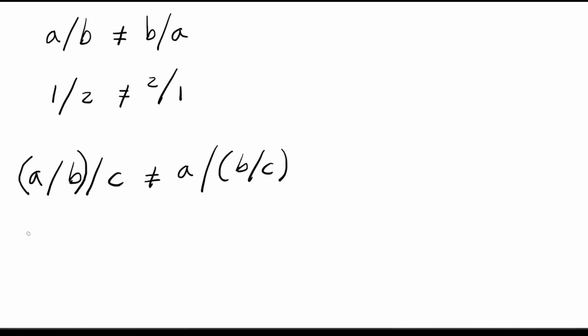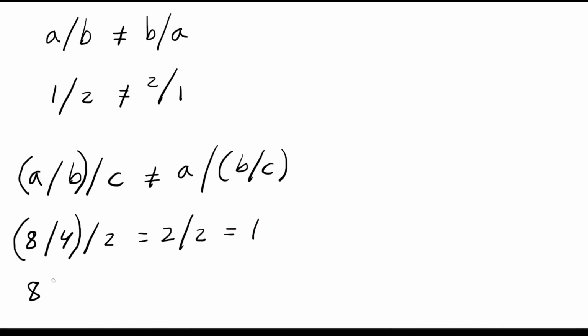For example, if you take the numbers 8, 4, and 2, if I first do it like this, then 8 divided by 4 is 2, and divided by 2 I get 1. But if I instead place the parentheses here, then we have 8 divided by 4 divided by 2, that's 2, so this is 4. So we see it's not the same number depending on where you put the parentheses. So division is neither commutative nor associative.